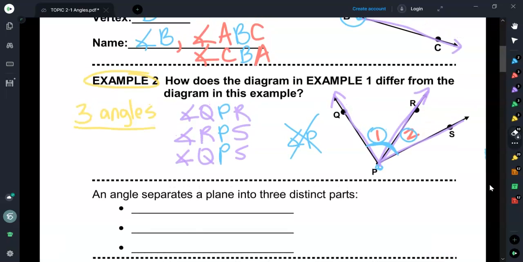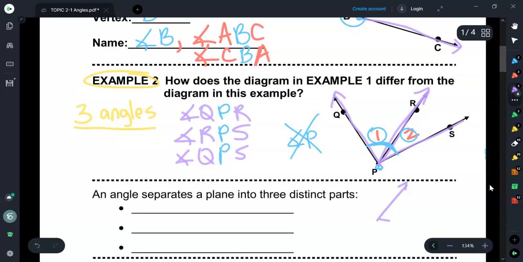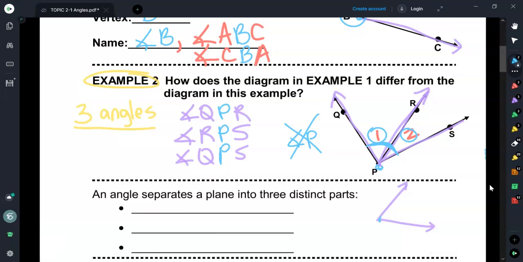Once we've actually identified these angles and named them, then we need to realize that an angle separates a plane into 3 distinct parts. So when you draw a single angle, I've got my 2 rays, I've got my vertex. When you draw an angle, it separates a plane. Remember, a plane from geometry is a flat surface that extends infinitely in all directions. So if I were to draw a flat plane and put an angle in it, it separates it into 3 distinct parts. And here are the parts that it separates it into.